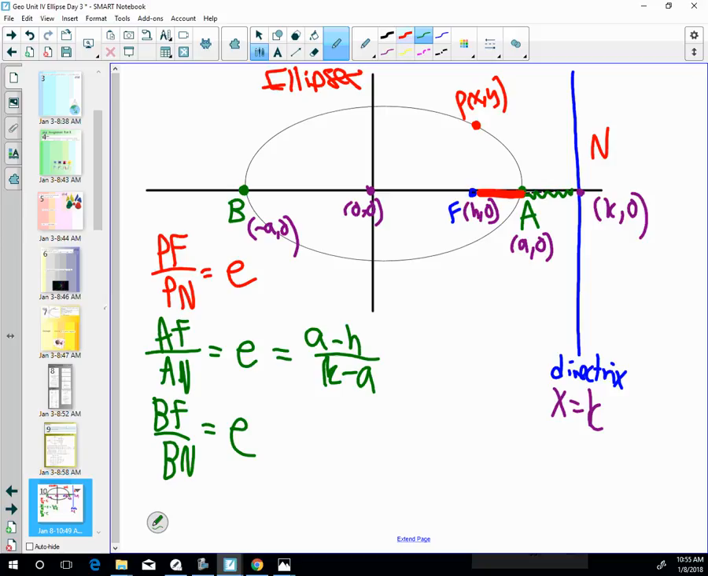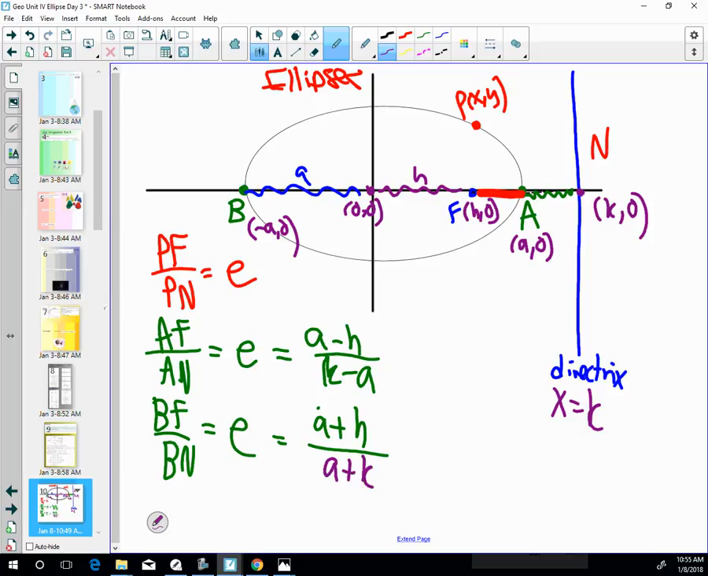Now we're going to do BF. To get to F, to B, it's going to be H, and then you're going to go a distance of how far? Well, I'm going to go H, and I'm going to go A plus H. Because even though it's negative A, it's still a distance of A and a distance of H. So this is A, and this is H. So then BN, B to N is going to be how far? A plus K. You got it.